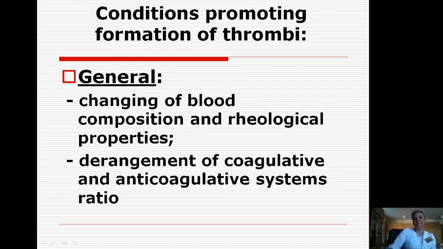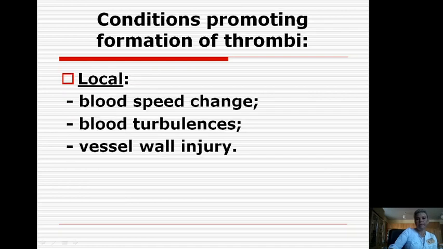Which conditions promoting formation of thrombi? General and local. As a general condition, changing of blood composition and rheological properties, or derangement of coagulative and anticoagulative system ratio. Which local causes? Blood speed change, more slow, blood turbulence and vessel wall injury due to inflammation or atherosclerosis injury.